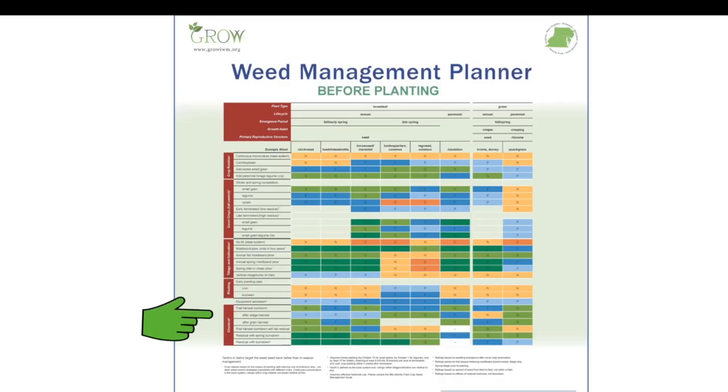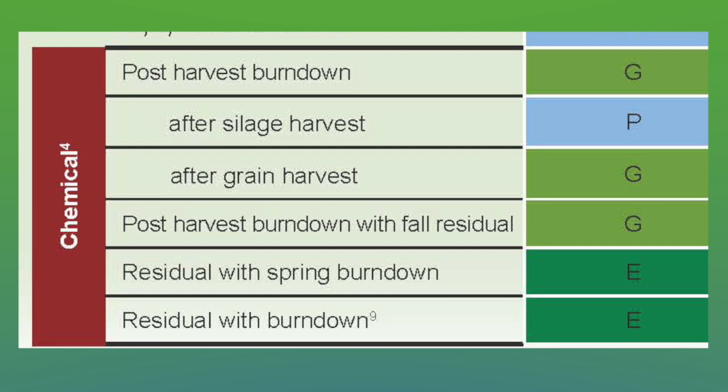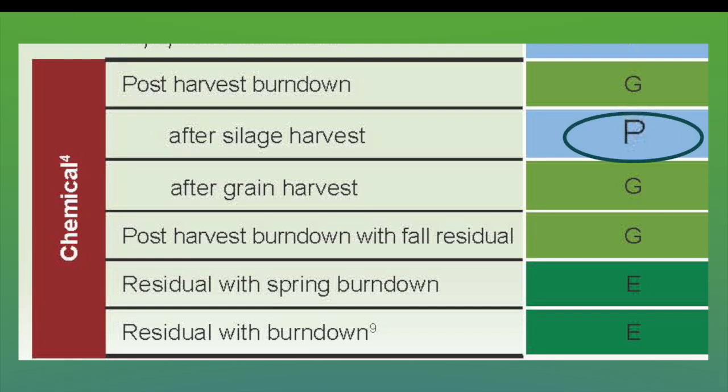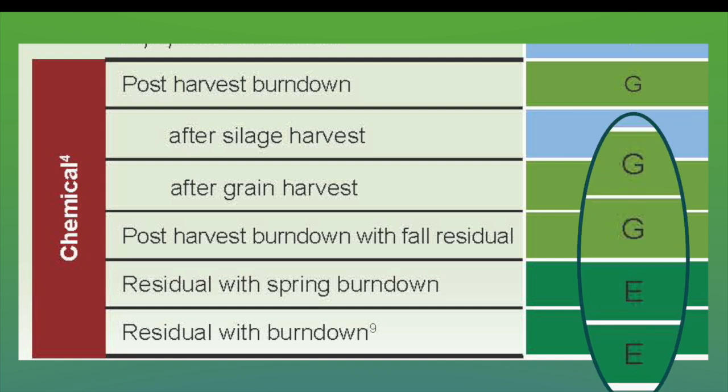Early fall applications of herbicides, say after silage corn is harvested, are not very effective because of the emergence pattern of chickweed. But later fall applications or spring applications can be effective for chickweed control.